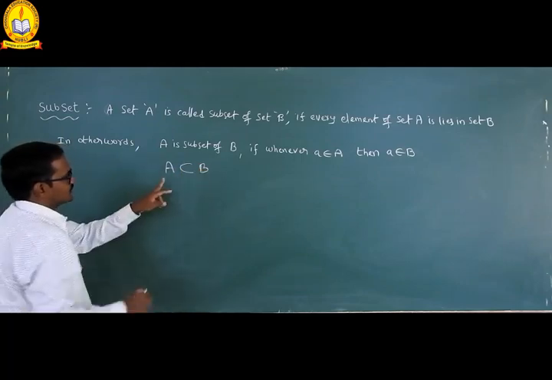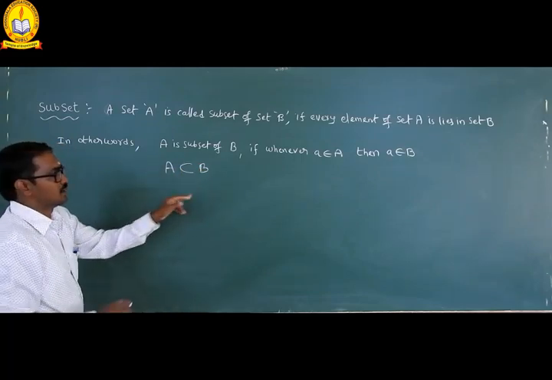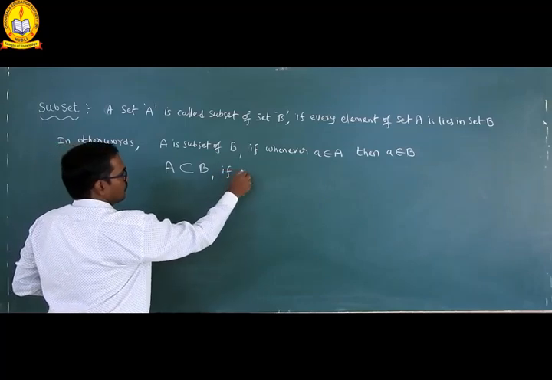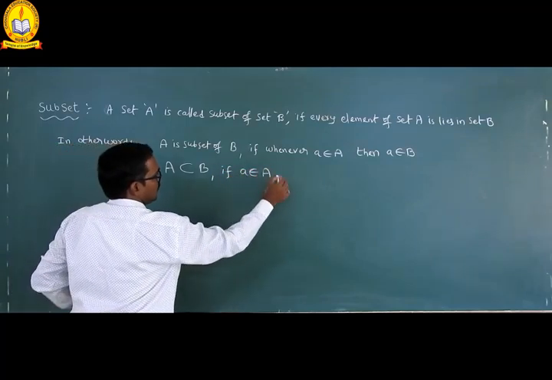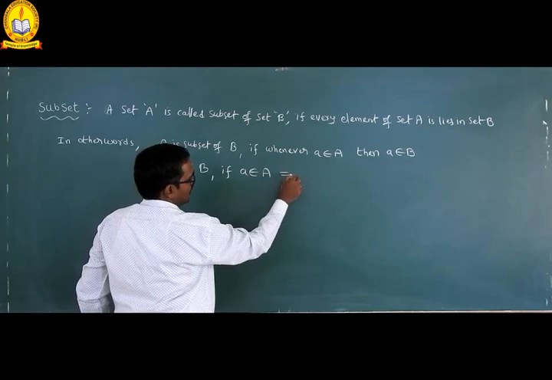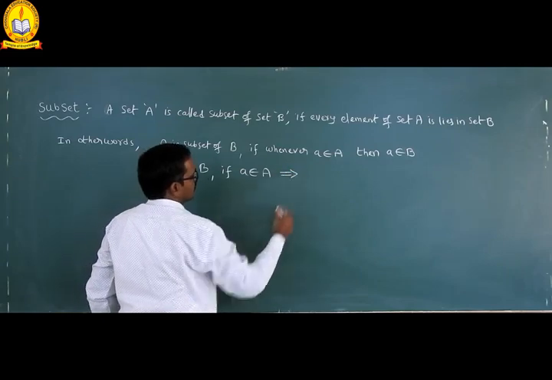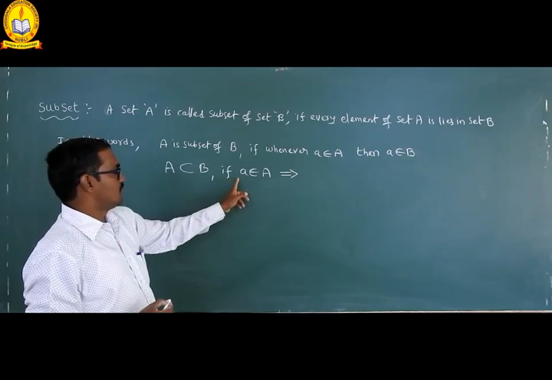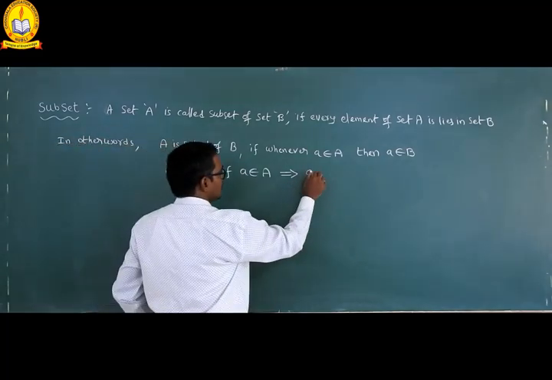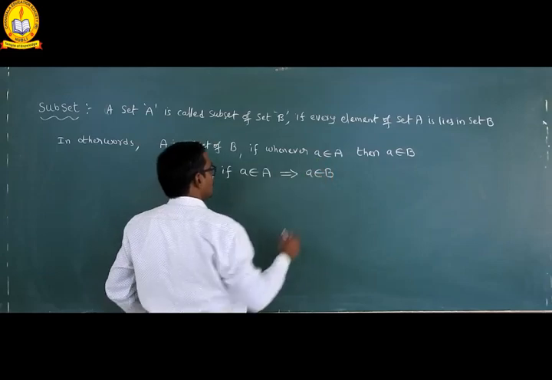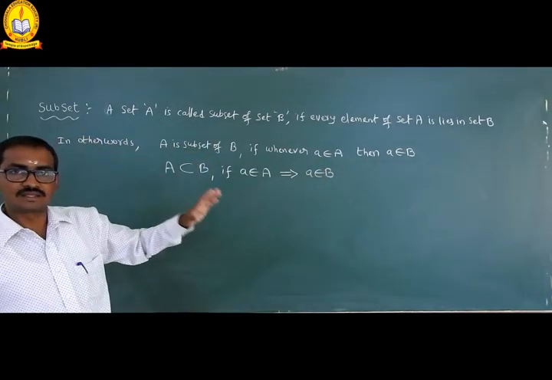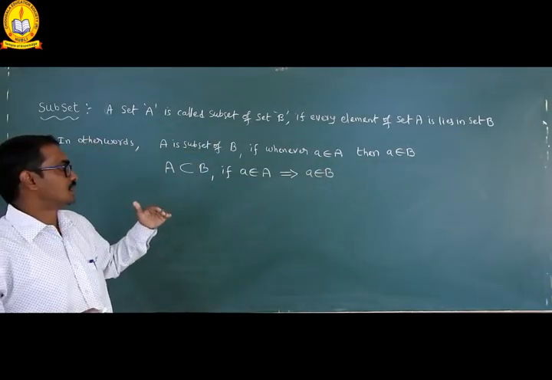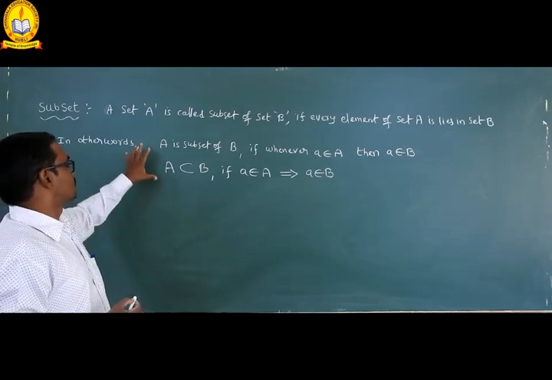This symbol means subset. A is a subset of B. If a belongs to capital A, then we can write, using this symbol also called implies, A is a subset of B if a belongs to A implies a belongs to B. This is the notation-wise definition for subset.